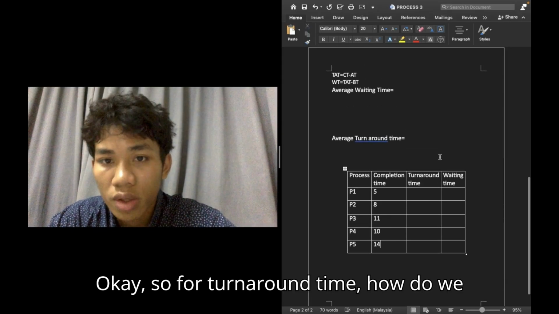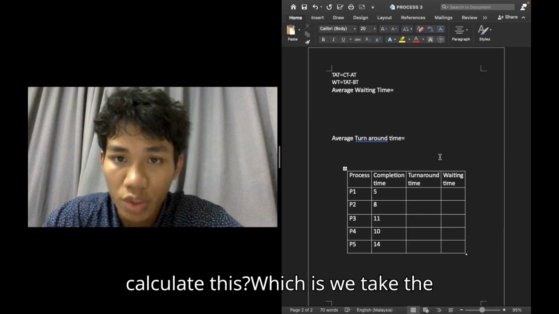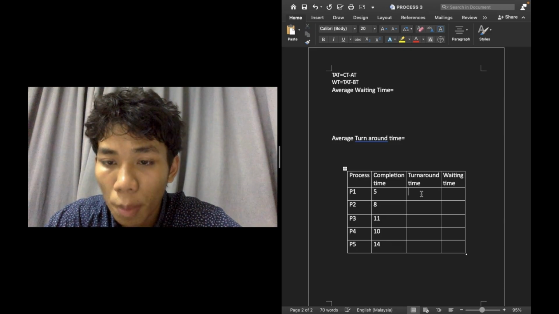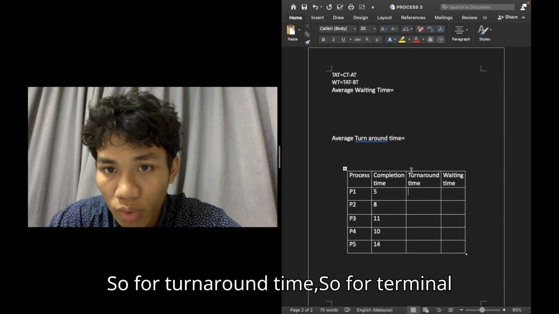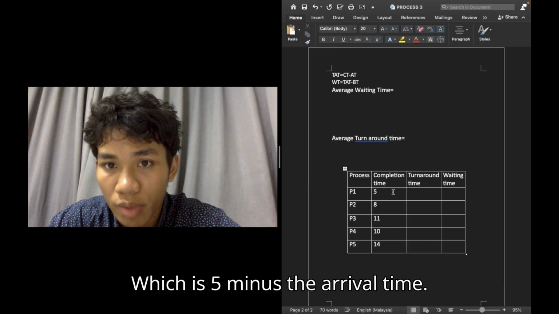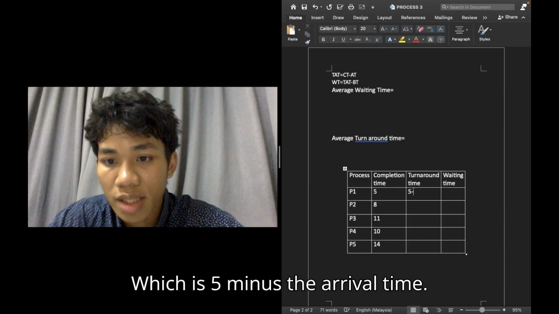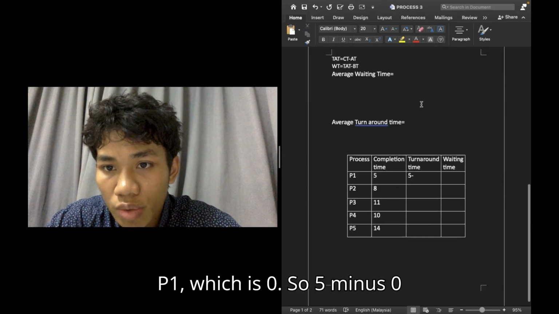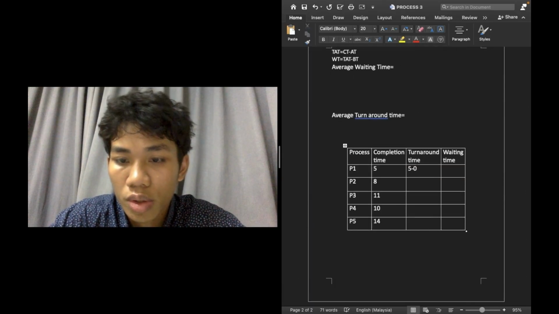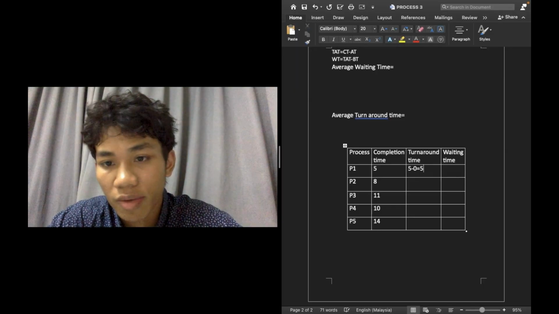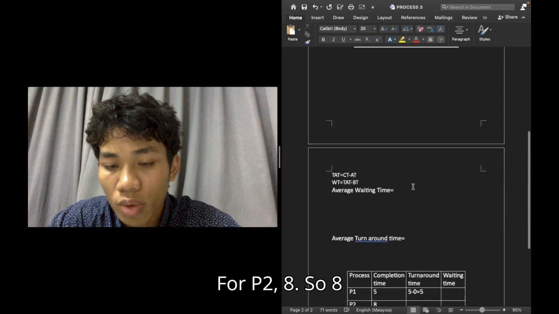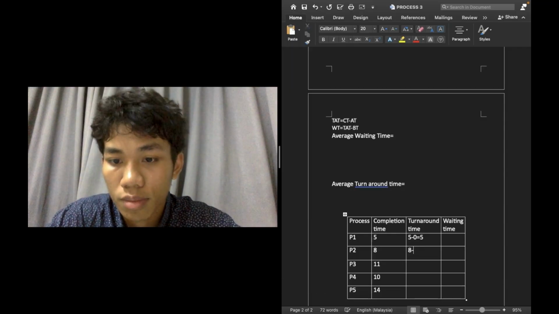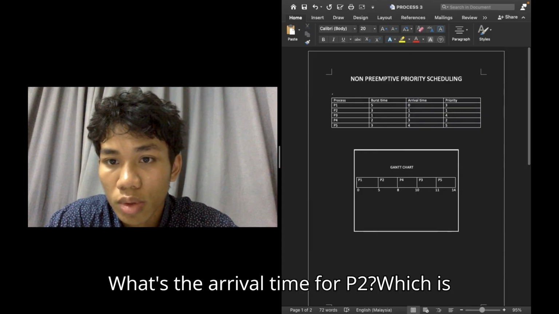Okay, so for turnaround time, how do we calculate this? We take the completion time minus the arrival time. So for turnaround time, what's the completion time for P1? It is 5, minus the arrival time. What's the arrival time of P1? It is 0. So 5 minus 0 is 5. For P2, 8 minus the arrival time. What's the arrival time for P2? It is 1.